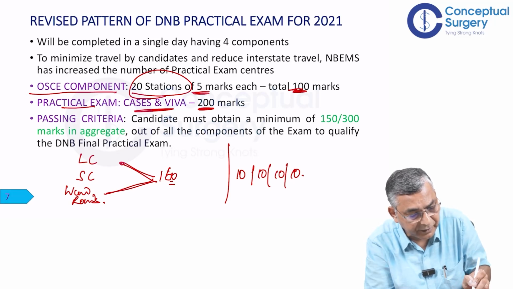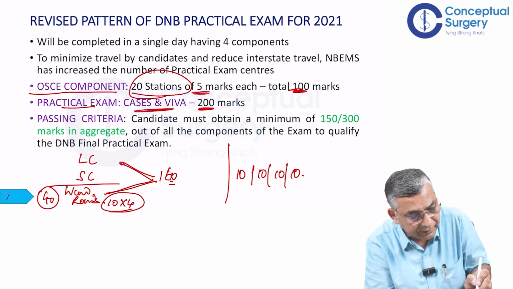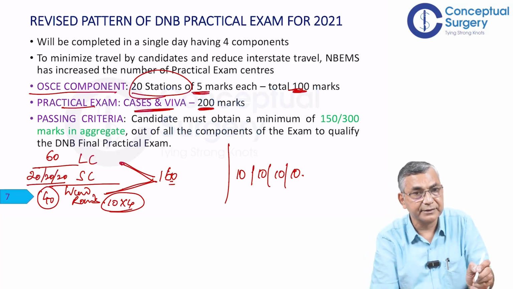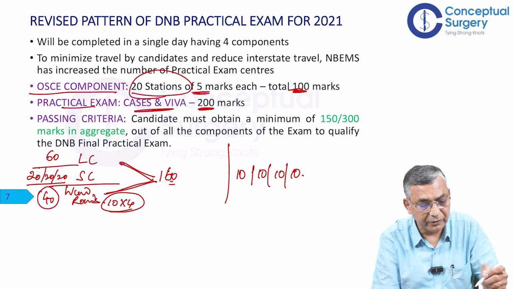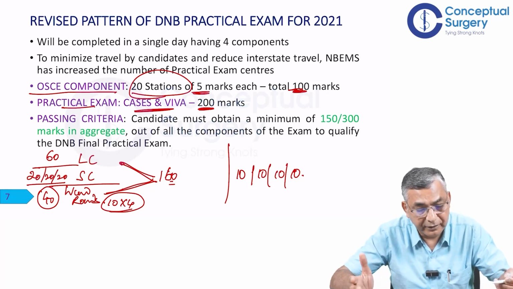These 160 marks, and this will usually be 40 marks. Let's say 10 into 4 stations, 40 marks, and then 120 marks. This will be 60 for the long case, and 20, 20, and 20 for the 3 short cases. So I'm just giving you an idea about how the 200 marks will be distributed.